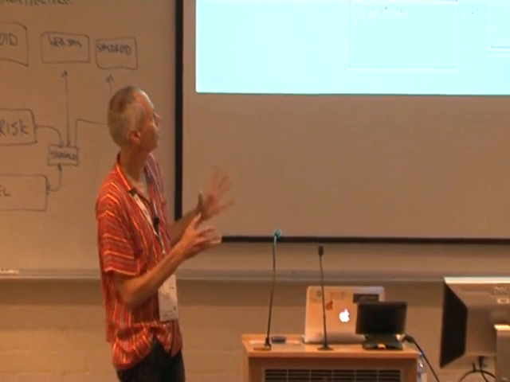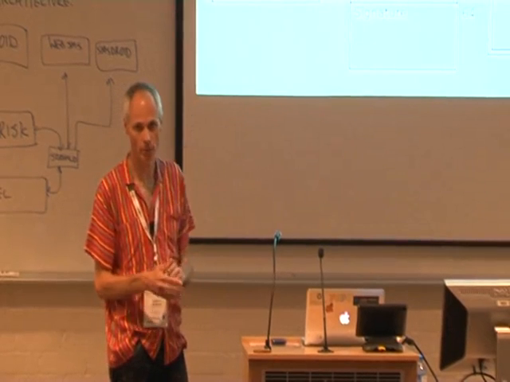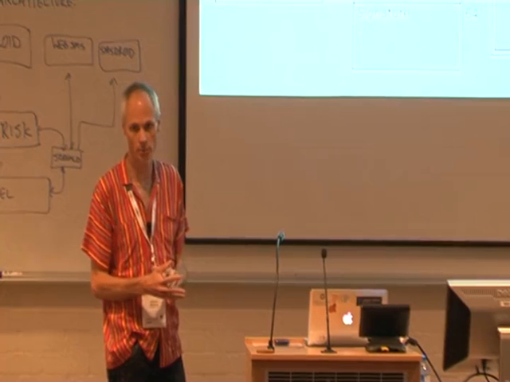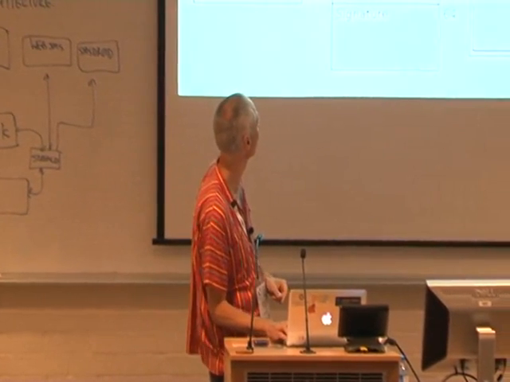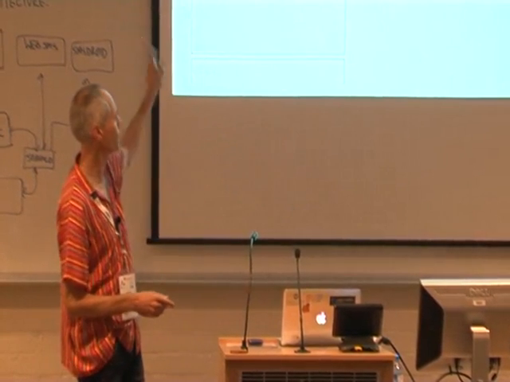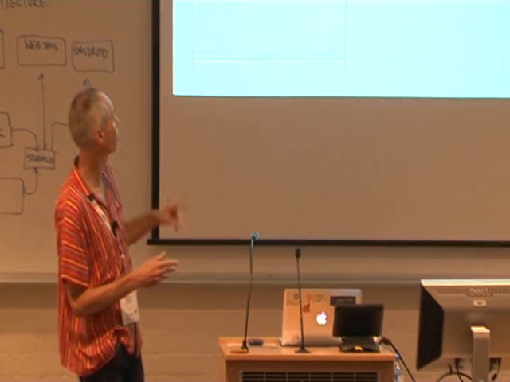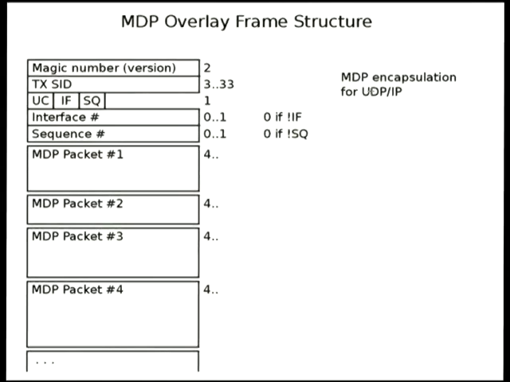So at the moment, our MDP is only carried over internet. So what we've done is we've layered it on top of UDP, on top of IP. At the moment, in the future, we'll be doing it a different way. The way we do that is that we fill up a UDP packet with as many of those MDP packets as possible in what we call an MDP overlay frame, which basically contains a bunch of stuff at the beginning and then just a whole bunch of concatenated packets.